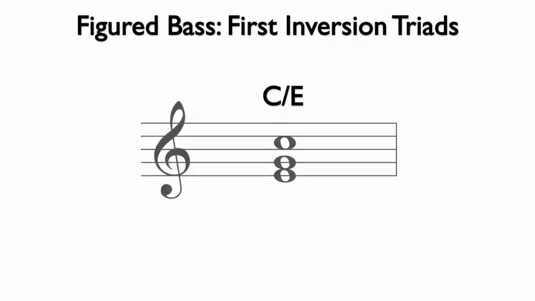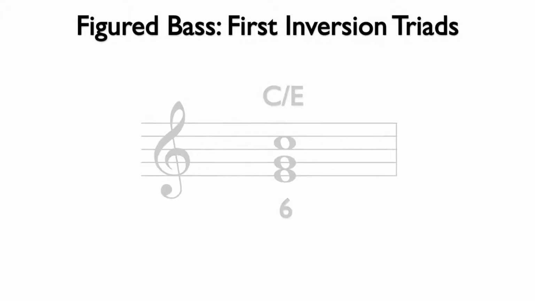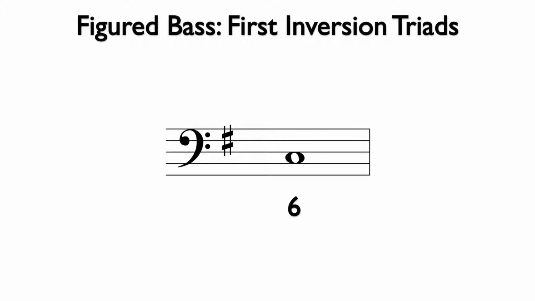Figured bass symbols indicate the intervals above the lowest note that are needed to complete the chord. From E to C is a sixth, and E to G is a third. Therefore, the figure for the first inversion triad is 6-3. This is most often written in shorthand as just 6. Here is an example in the key of G with C in the bass and a 6 for the figure. The 6 indicates that this is a first inversion triad.